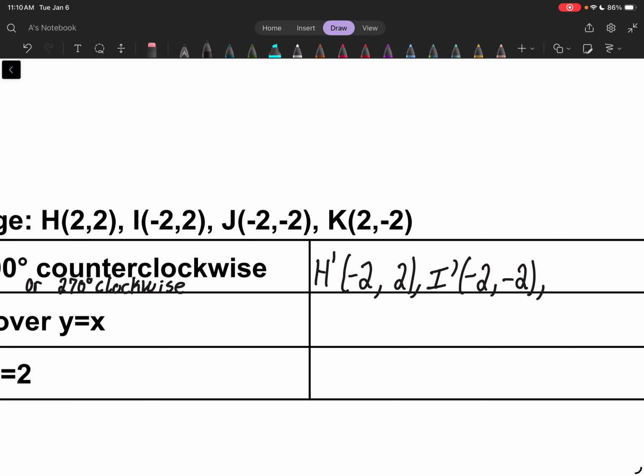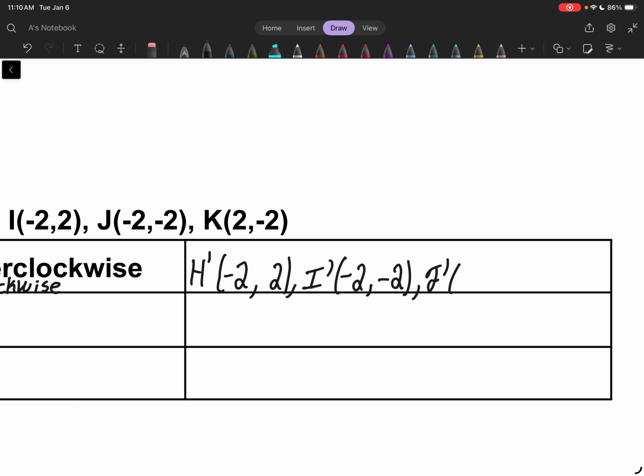For the J, I'm going to flip them, negate the X, so it becomes positive 2. And lastly, the K, I'm going to flip them and negate the X, so it's positive 2, positive 2.